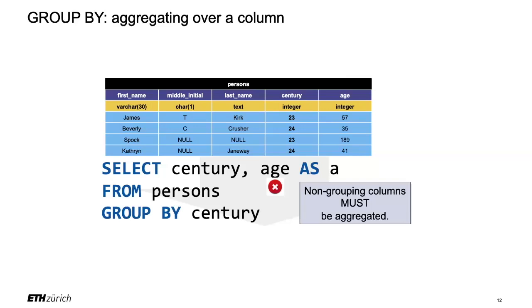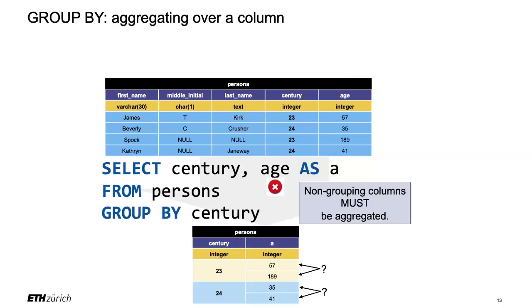Now, what are the things you can get wrong? One thing you could get wrong is that you try to add to the select clause a column that is not a grouping column, like H here, but without specifying any aggregation. That doesn't make any sense, right? You really cannot add a column just like that that is not a grouping key. I mean, what would you put in there? Imagine that it's the group for century 23, H could be 57 or 189. There's two values. So you have to aggregate it somewhere, right? You cannot just have it on its own.